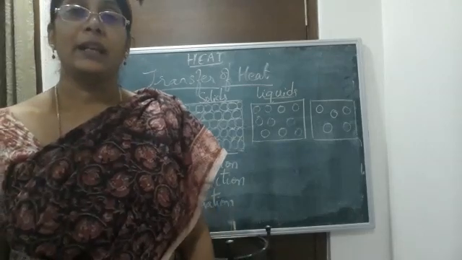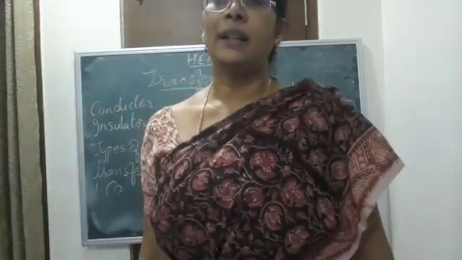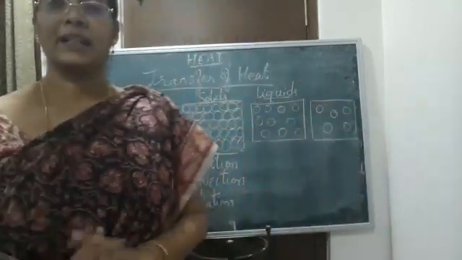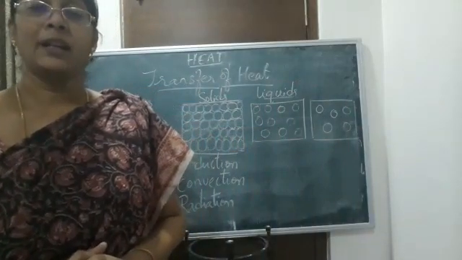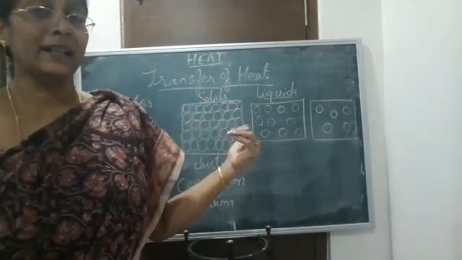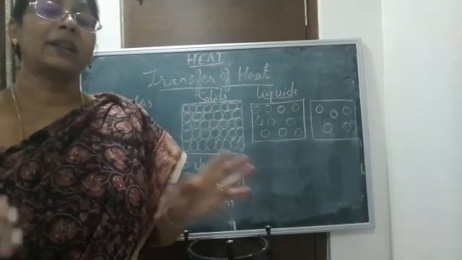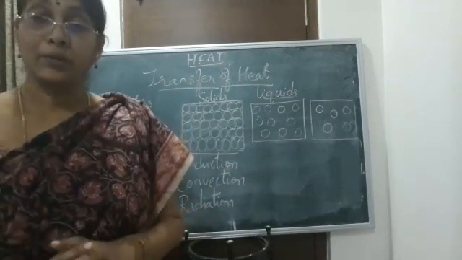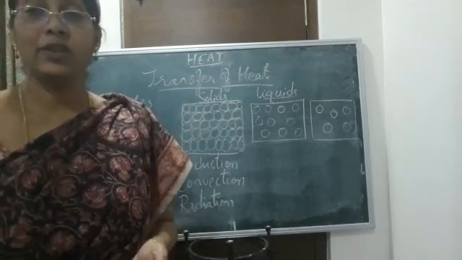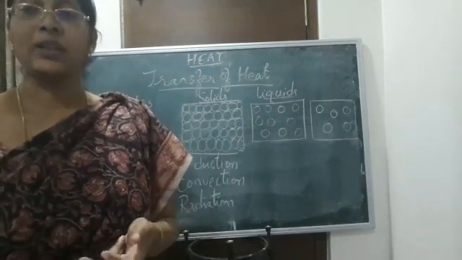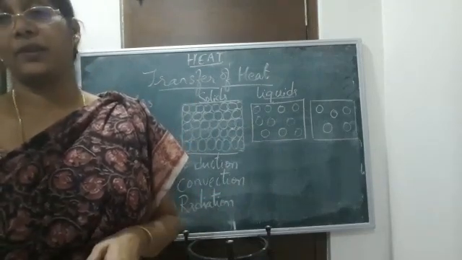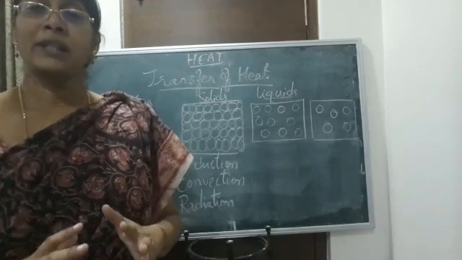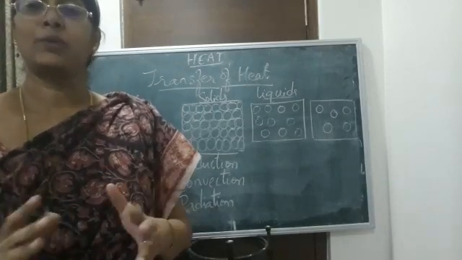Right. Now, I'll tell you one small activity. You have already learned this lesson, but this is only a revision. You have learned that there are three different types of heat transfer. One is conduction, and then convection and radiation. Okay. Do all objects allow heat to pass through them?